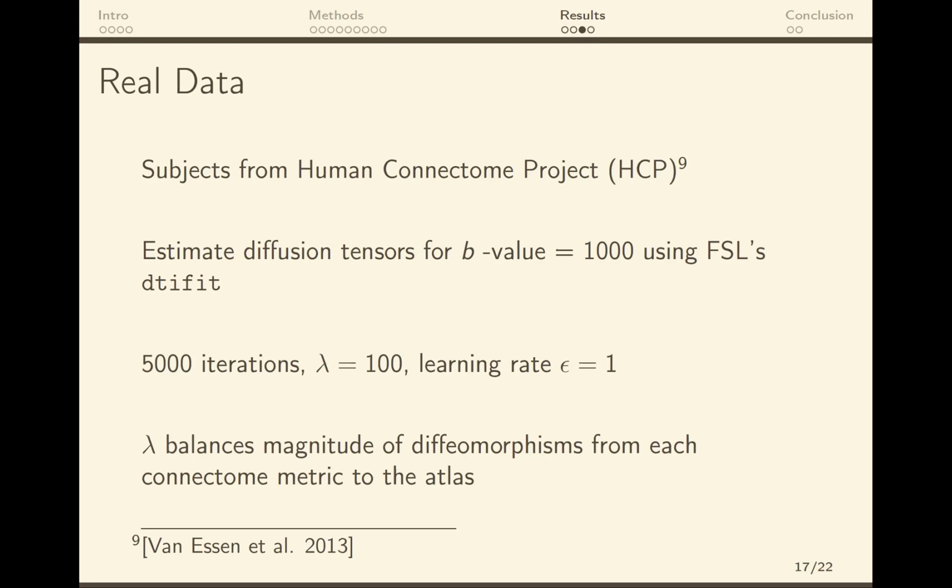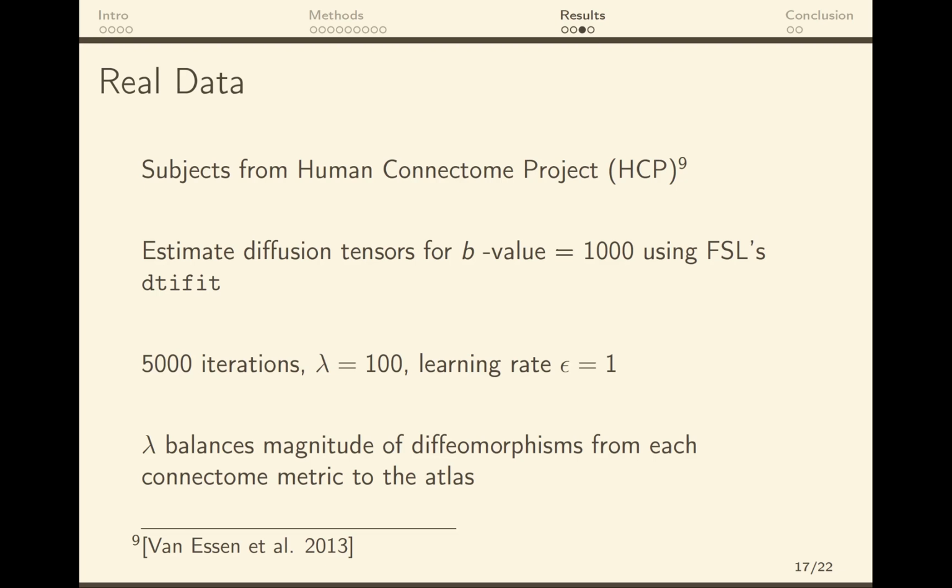For real data, we used some subjects from the Human Connectome Project. We estimate diffusion tensors for a b value of 1,000. We performed 5,000 iterations of our atlas building algorithm using lambda of 100 and a learning rate of 1.